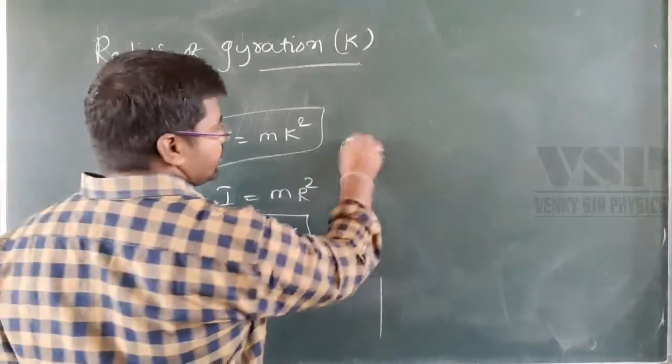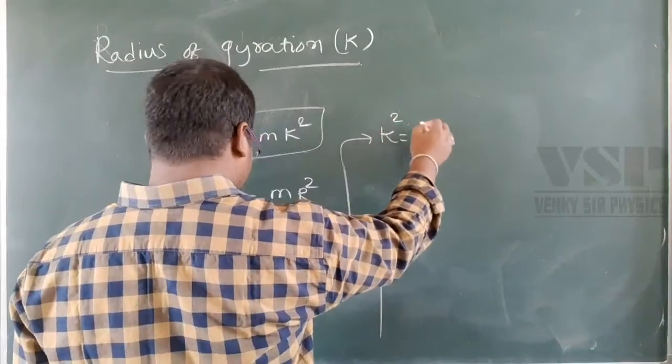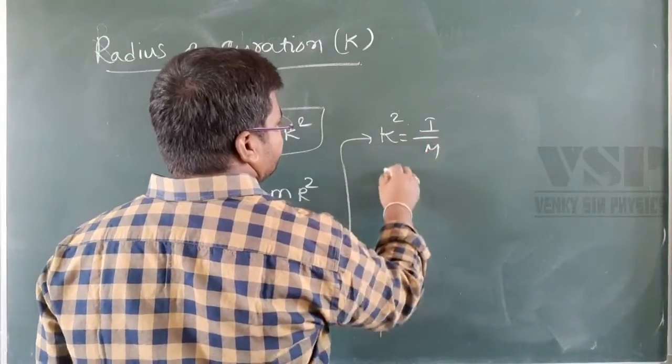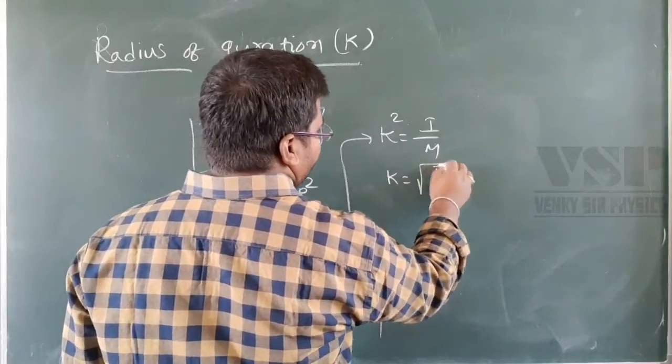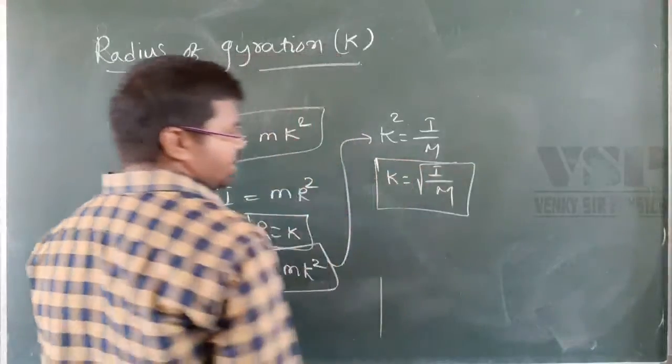So from this, what is k? k square is equal to I by m. k is equal to root of I by m, my children. So this is the radius of gyration.